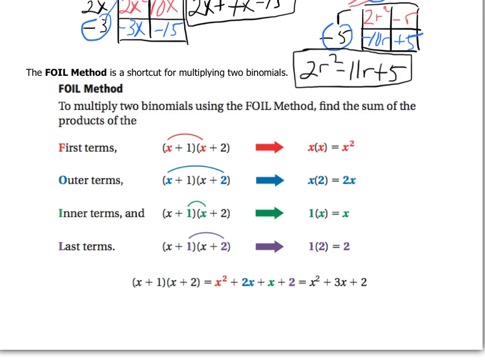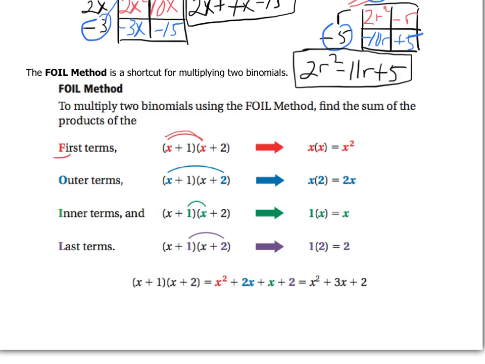So besides using the distributive property or the box method, there's also another way of multiplying polynomials or two binomials called the FOIL method. The FOIL method is very similar to the distributive property method, but the idea of FOIL is that it has an acronym that will hopefully help you remember each of these steps along the way. So here's how we break it down. The F is going to stand for the first terms. So the very first thing you do is multiply the very first terms of each binomial, in this case x times x, which is going to give you x squared.